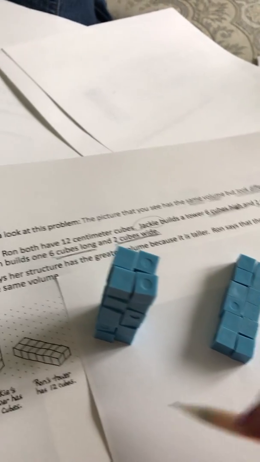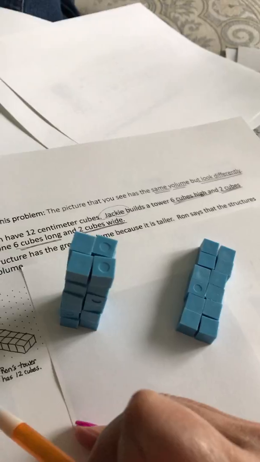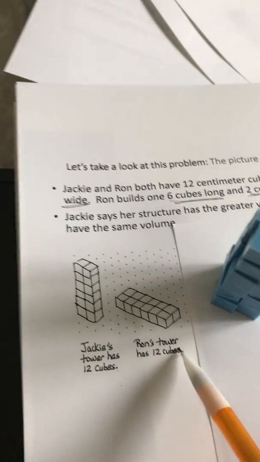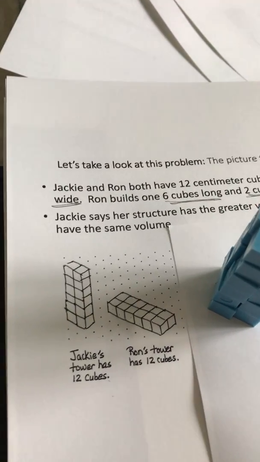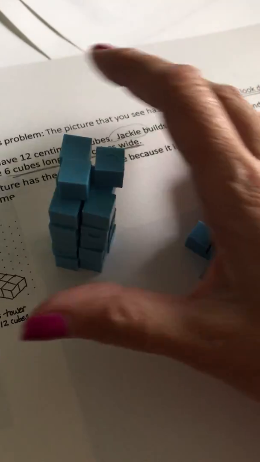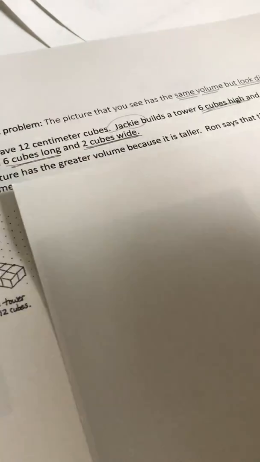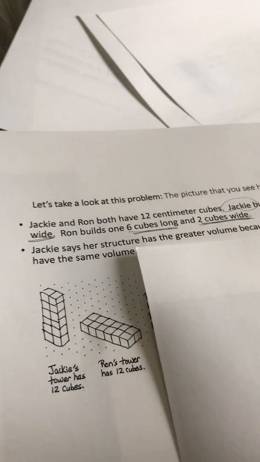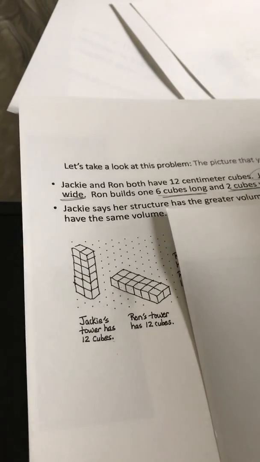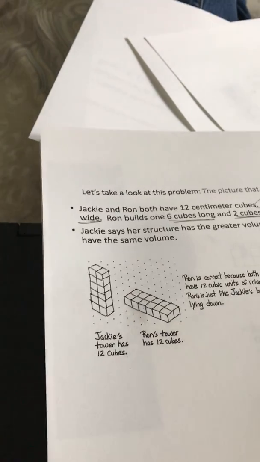So, I think, and I think you know too, that Jackie has 12 and Ron has 12. So they both have the same. So Ron is correct in saying that just because the picture looks different doesn't mean that their cubic centimeters or their units are different. They can be the same if the picture looks different. All right, so let's go on.